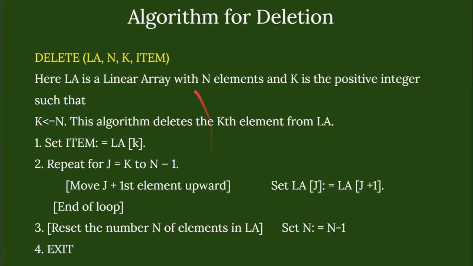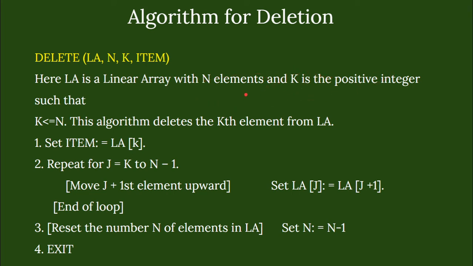Now the next operation is the delete operation. So here we are going to remove the element. Again this contains 4 parameters: the array, the size of the array, from which position you want to delete, which is k, and what you want to delete, which is item. So here LA is the linear array with n elements and k is a positive integer. Positive means the position cannot be negative.